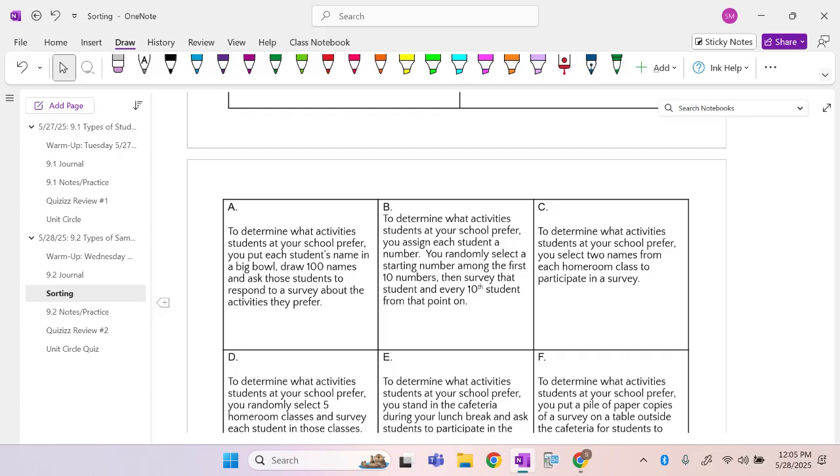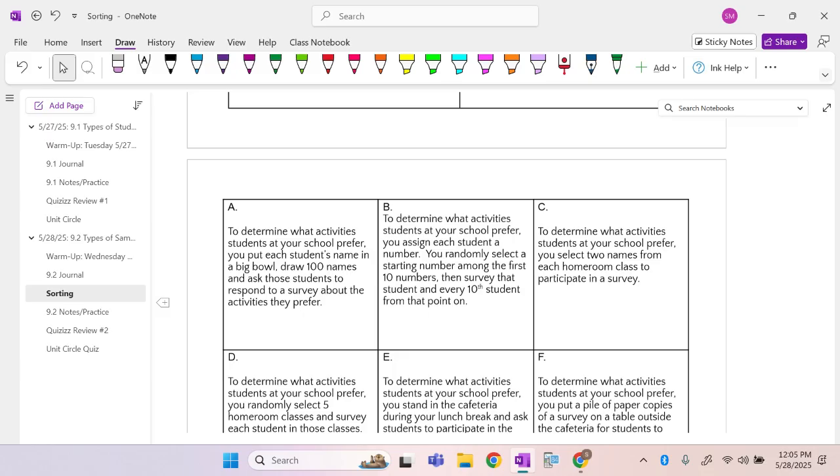All right, you're going to raise in 3, 2, 1. Raise them. All right, good job. It is SRS. So simple random sample. So can someone raise your hand and tell me why it's simple random sample?